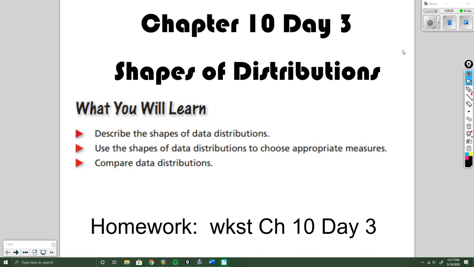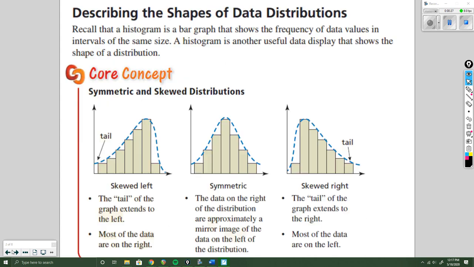Today in Chapter 10 we're going to talk about shapes of distributions in Day 3. So we're going to describe the shapes of data distributions, use these shapes to choose appropriate measures, and then compare data distributions using these data displays. One of the data displays that we're going to talk about most in this lesson is a histogram. So let's get into it.